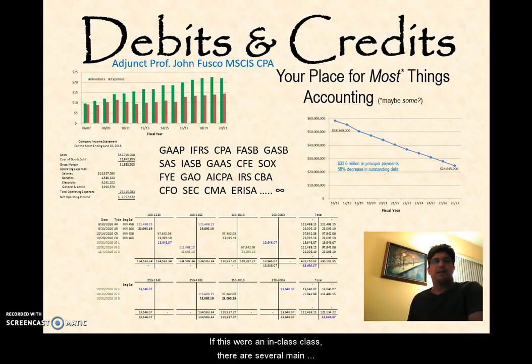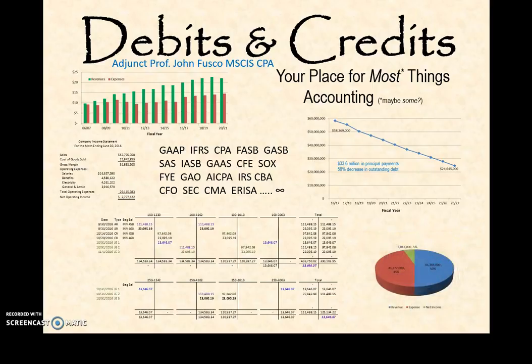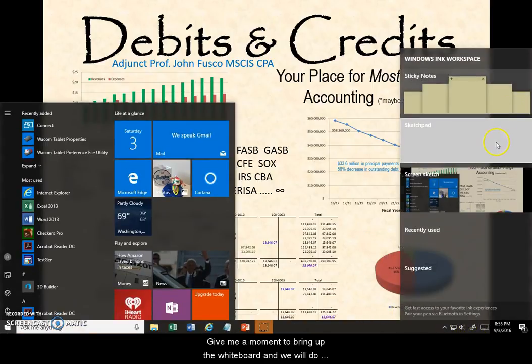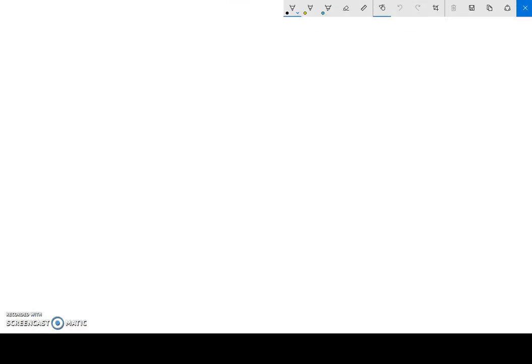If this were an in-class class, there are several main concepts I would be sure you left with, because all chapters build on Chapter 2. Give me a moment to bring up the whiteboard, and we'll do a quick demonstration. Objective 1 in Chapter 2 is to define accounts and understand how they're used. Let's back up a bit and establish account types first.